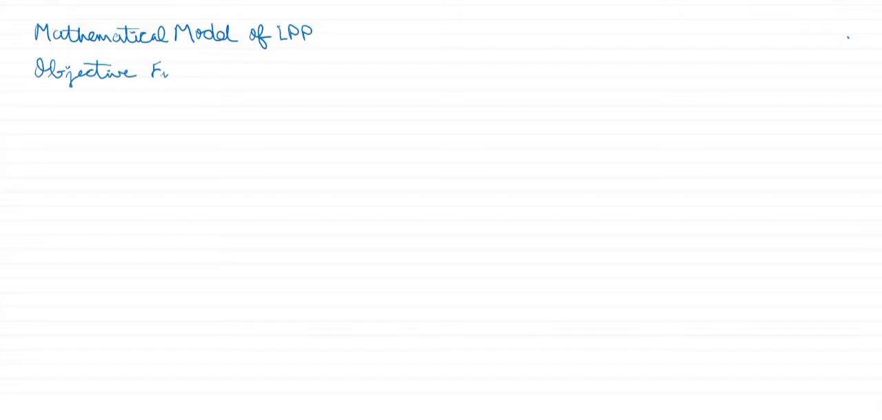In this video, we will understand how we can formulate the linear programming problem. First of all, we'll understand the mathematical model of the linear programming problem, which is written as, firstly, we'll identify our objective function, and it is written as optimize, which is either maximize or minimize.